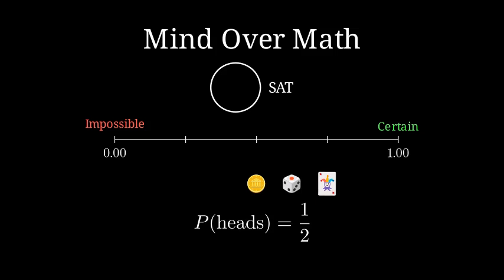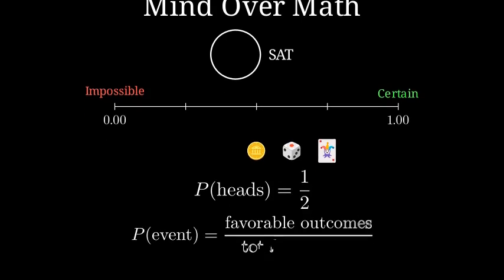Example, flip a fair coin. Heads is 1 favorable outcome, total outcomes is 2. So the probability of heads is 1/2. That's 0.5 or 50%. Now, let's turn that intuition into a formula you can use every time.